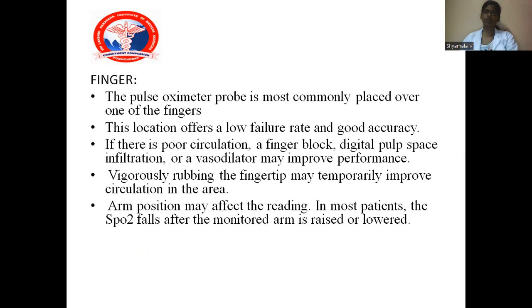Even if there is poor circulation, a finger block, digital pulse infiltration, or vasodilator may improve the performance. Vigorous rubbing of the fingertip may temporarily improve the circulation in the area and thereby give an accurate reading of the SpO2. Arm position may also affect the reading. In most patients, the SpO2 may fall after the monitored arm is raised or lowered.